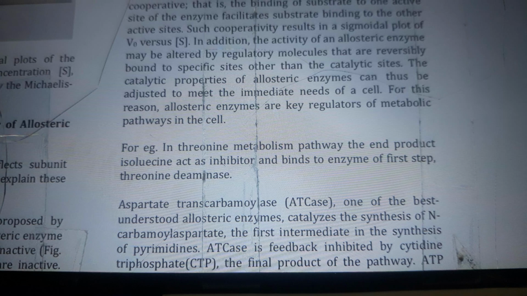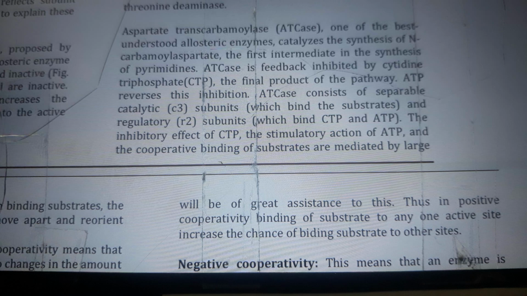In addition, the activity of an allosteric enzyme may be altered by regulatory molecules that are reversibly bound to specific sites other than the catalytic sites. The catalytic properties of allosteric enzymes can thus be adjusted to meet the immediate needs of a cell. For this reason, allosteric enzymes are key regulators of metabolic pathways in the cell. For example, in the threonine metabolism pathway, the end product, isoleucine, acts as an inhibitor and binds to the enzyme of the first step, threonine deaminase.